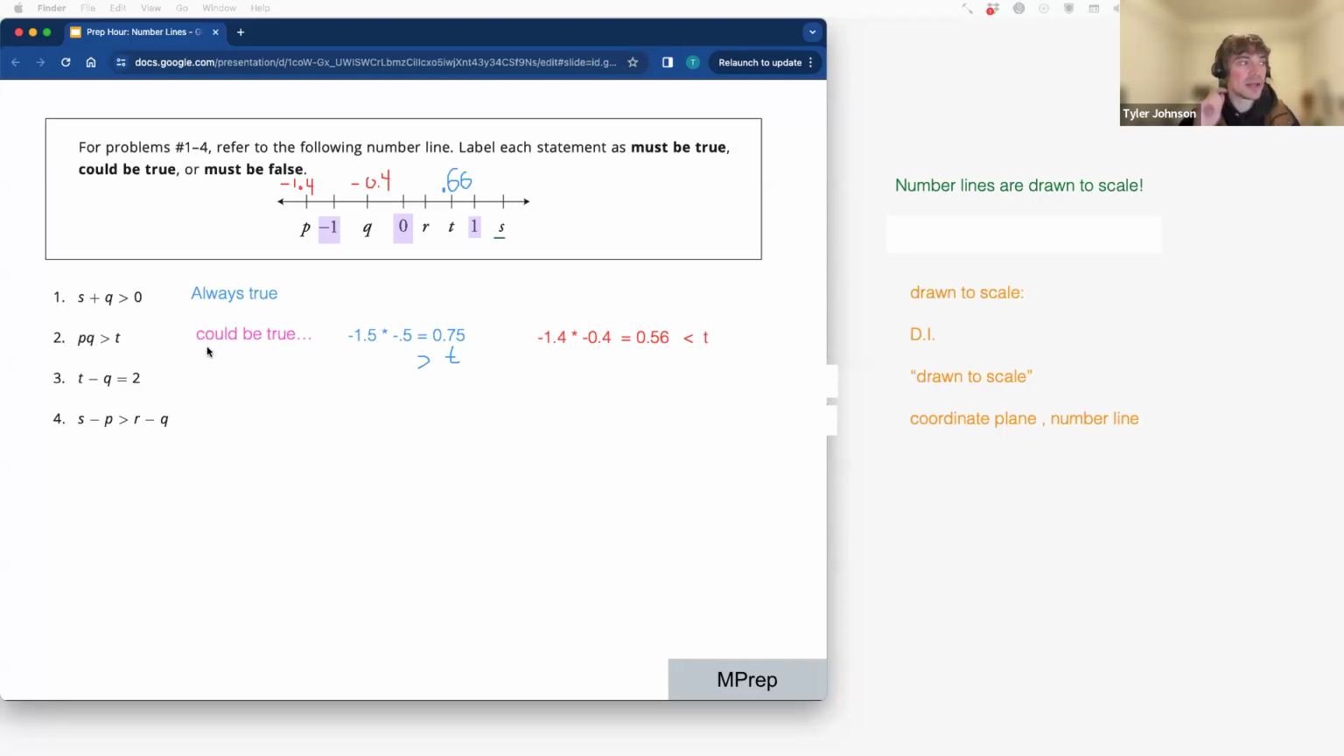It could be true, it could be not. I need more information. All I really know about P is it's less than -1. Q is a negative fraction. T is a positive fraction. I can't really boil it down any further than that, though.